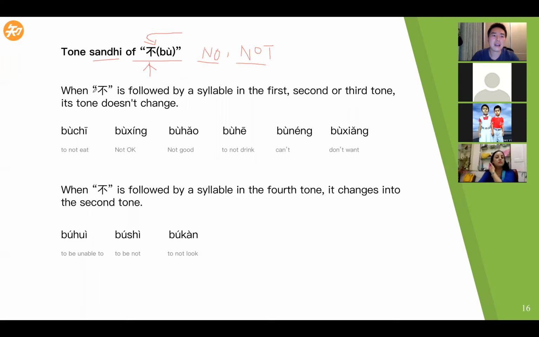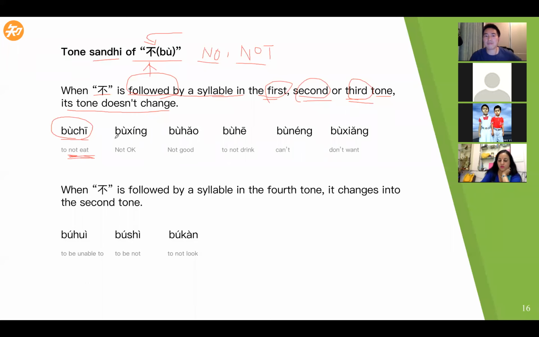Let's take a look at this one. When bu is followed by a syllable in the first, second, or third tone, its tone doesn't change. So bu is still bu if it precedes the first, second, or third tone. Let's try this one. 不吃. Good. 不吃. So 不 here means not, right? 吃 means eat. So it's to not eat.